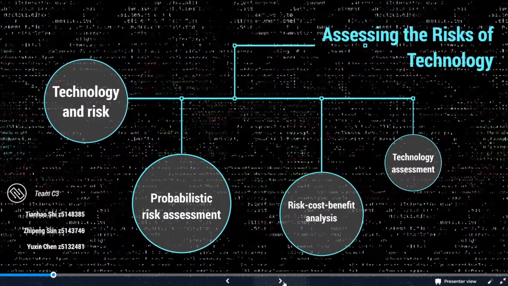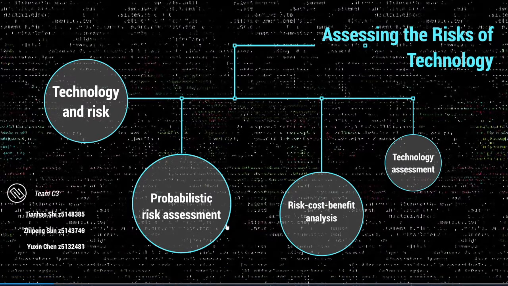So, in this presentation, we will focus on two main methods for assessing risk. That is the probabilistic risk assessment and the risk cost-benefit analysis. Overall, the task is how to reduce the number and the magnitude of technological disasters. So we must reform the method of evaluating the potential impact of technology and develop more effective methods. Okay, it's your turn, Yuxing.